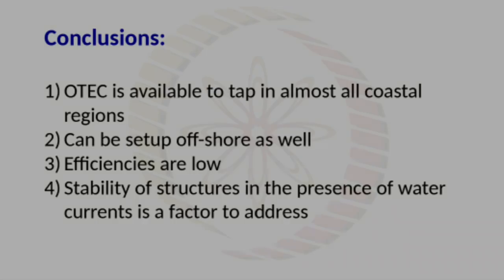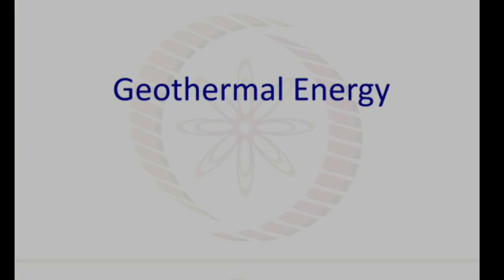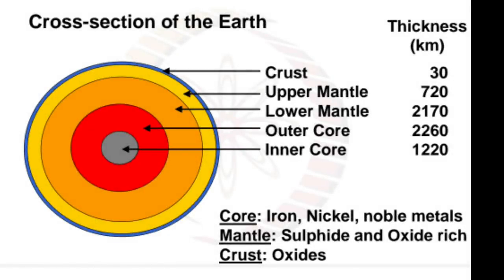Now it comes to geothermal energy. The cross section of the Earth, that is crust, upper mantle, lower mantle, outer core and inner core. The thickness of all these are given, that is 37 to 7, 20, 21, 6, 70, 22, 60, 12, 20. So what is core? That is made up of iron, nickel, noble metals, mantle, sulfide, oxide rich, crust oxides.